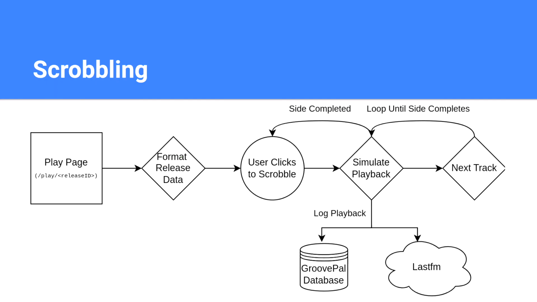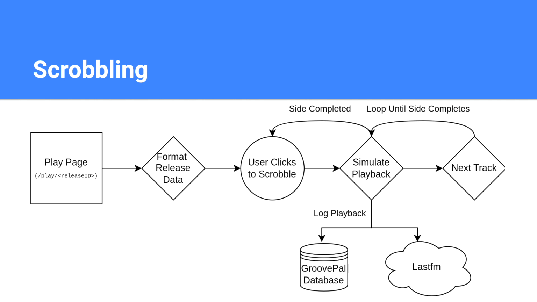The process of scrobbling an album via GroovePal begins with the user clicking to start scrobbling from the album play page. This will start the process for the first side, which includes reformatting the release data that was retrieved from Discogs into a format that Last.fm can consume. So for each track on a side, we generate an object containing the artist name, the album name, the song name, and a UTC timestamp that gets generated at the time a user starts scrobbling, plus the offset of the track and previously played tracks. This way, the data reflected on Last.fm is consistent.